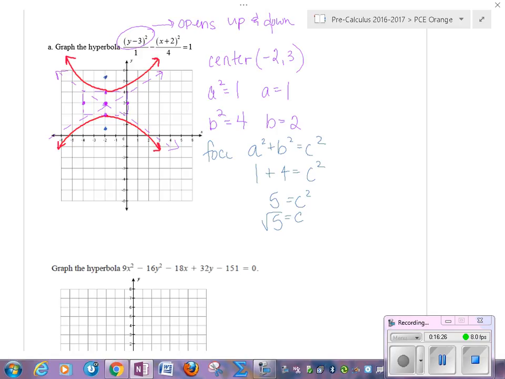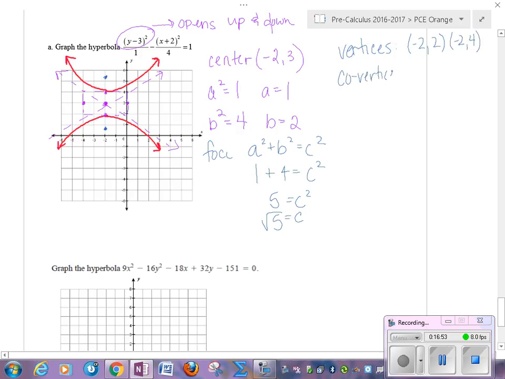Now, if I'm going to write the coordinates for my vertices, or sorry, for my foci, the vertices should be pretty easy. In fact, let's go ahead and do that before we get to the foci. So your coordinates for your vertices should be -2, 2, and the other one is going to be -2, 4. Okay, how about covertices? Remember that involves your b value there. So we're looking at -4, 3 and 0, 3. Okay, so there are your vertices and your covertices.